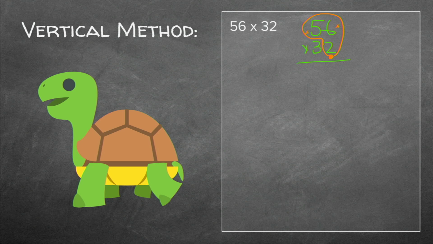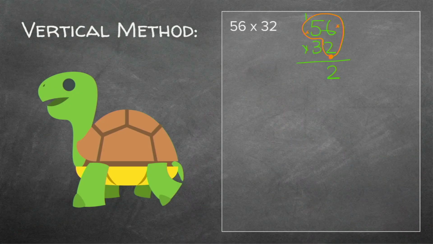So let's start. 2 times 6 equals 12. But remember, I'm multiplying with 56. So I'm going to take the 1 over to the 5. I'm going to take the 10 to the tens. And now I'm going to say 2 times 5 equals 10 plus the 1 at the top. And that will give you the answer 11. So my answer 2 times 56 will be 112.